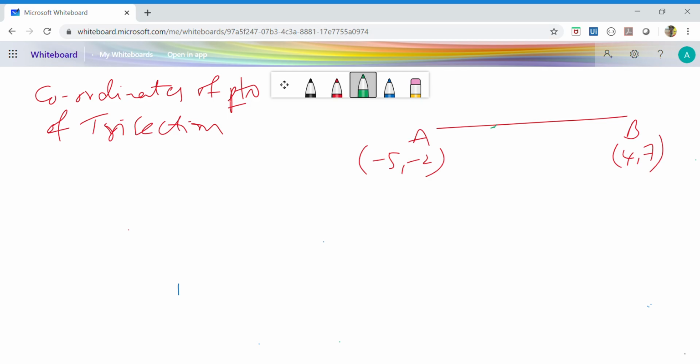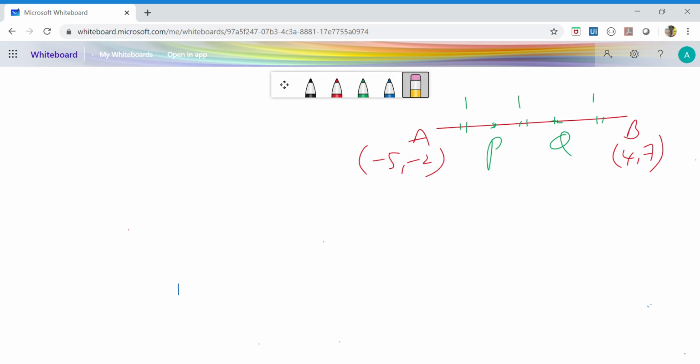What is meant by trisection? Tri means 3, section means division. So making into 3 equal parts. How many points you will get if you want to break it into 3 parts? 2 points. Let it be P and Q. So 3 equal parts means all in 1:1:1 ratio.